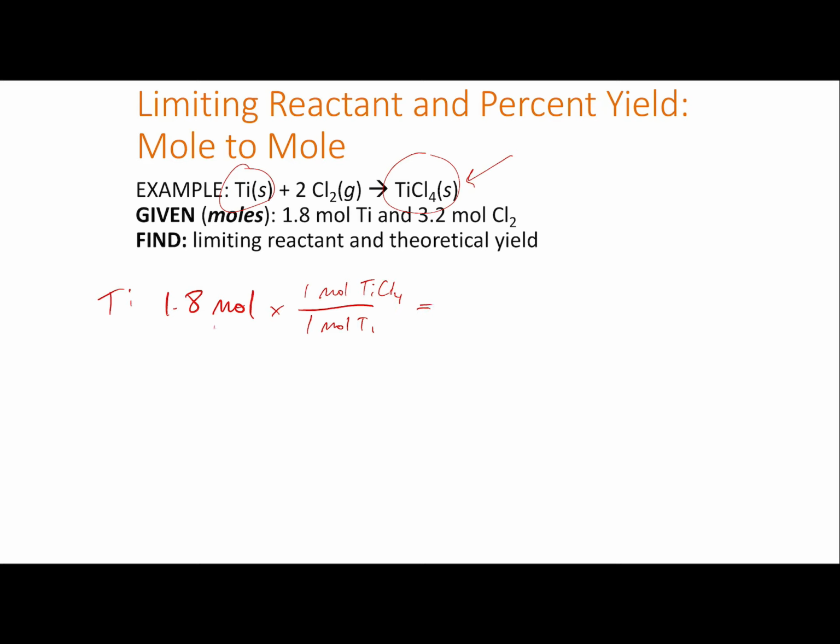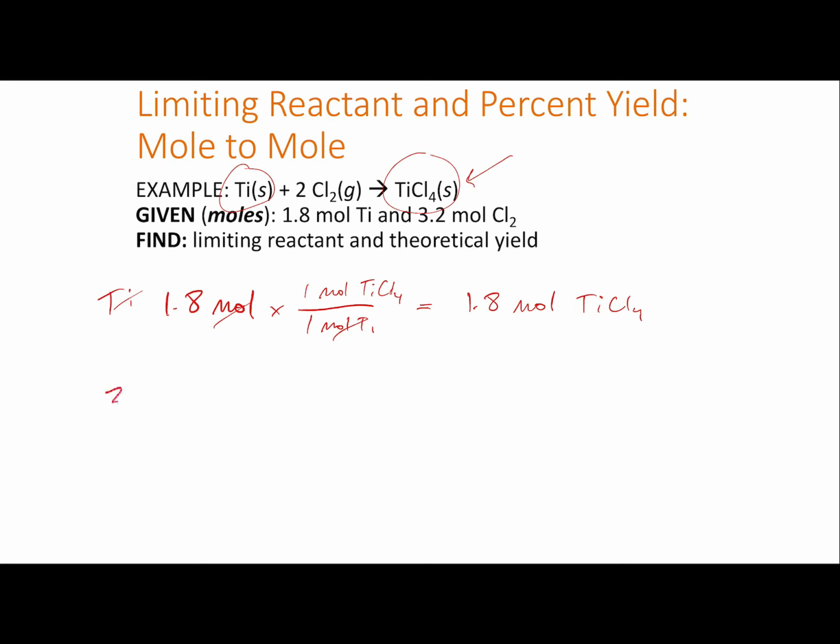I still have 1 mole of product, or 1.8 moles of product. So 1 to 1. So the moles of titanium go away, and 1.8 moles is now of titanium chloride. So that's how much I could make just based on the titanium. We don't have our answer yet. Let's look at the chlorine.